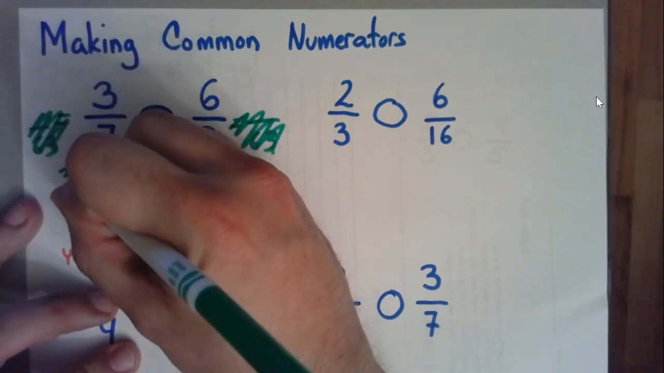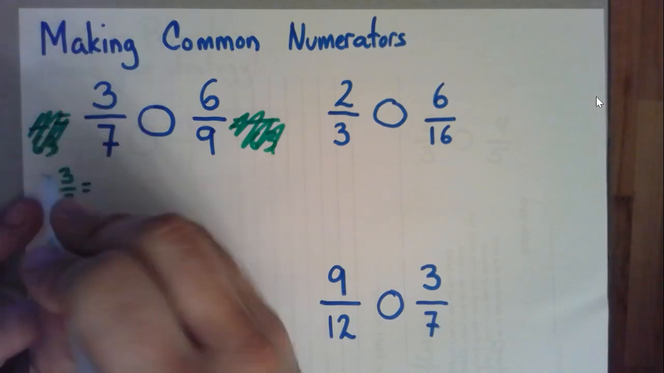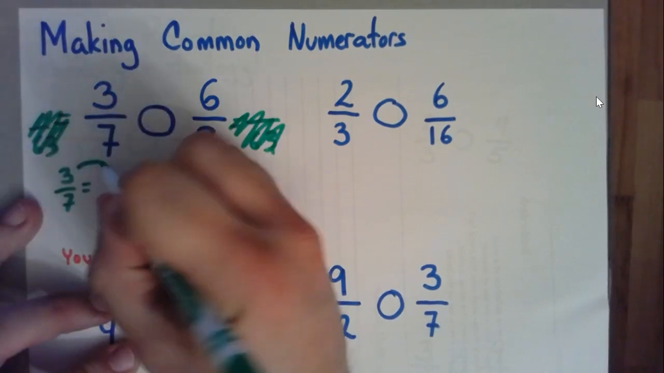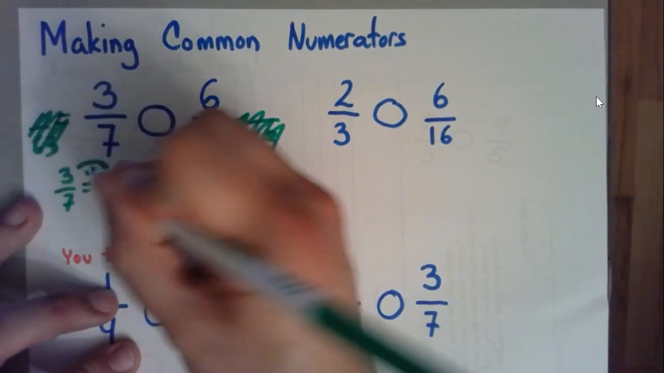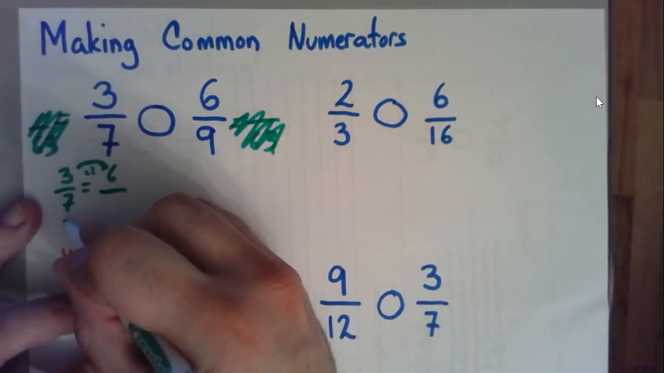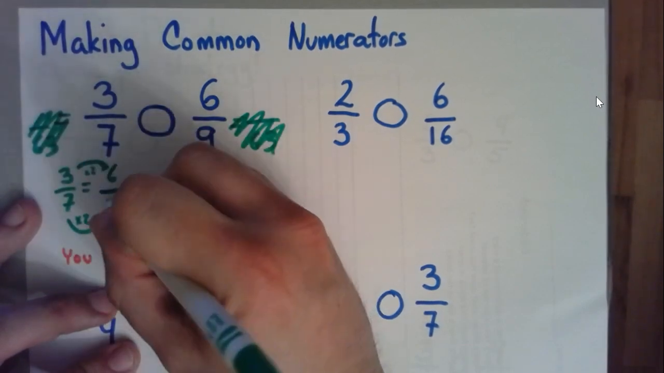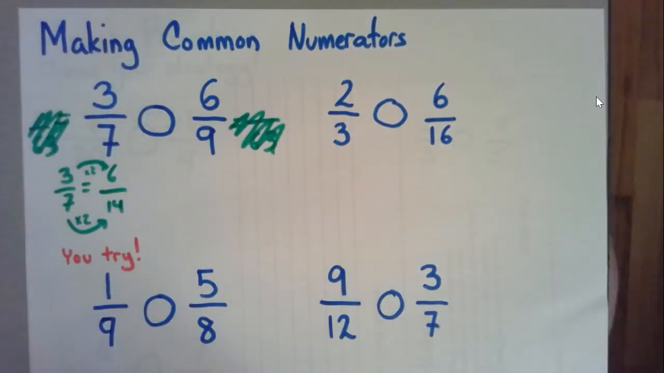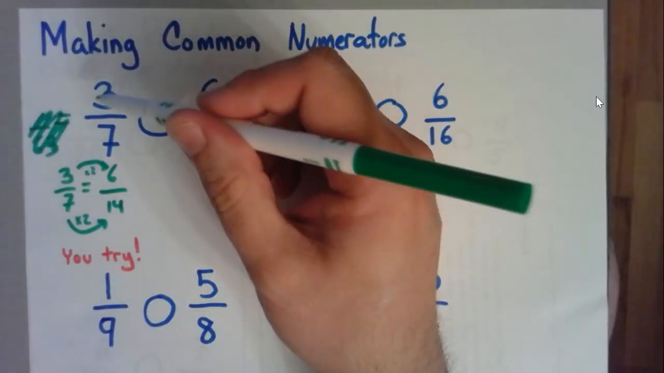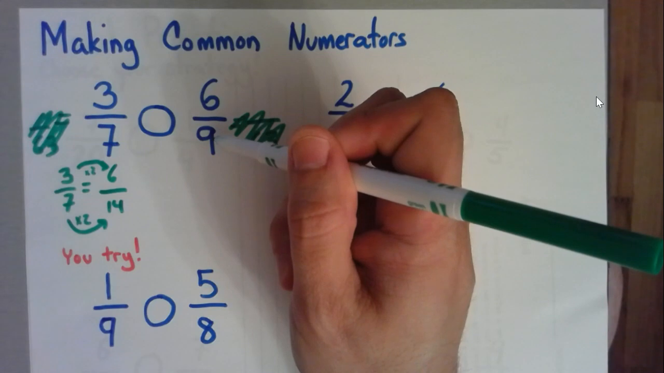Let's turn 3/7 into, let's see, this time I want to turn it into 6. I know that 3 times 2 is going to give me 6. What I do to the top, I've got to do to the bottom. 7 times 2 is 14. So here's what I now know. I'm really comparing 6/14 to 6/9.